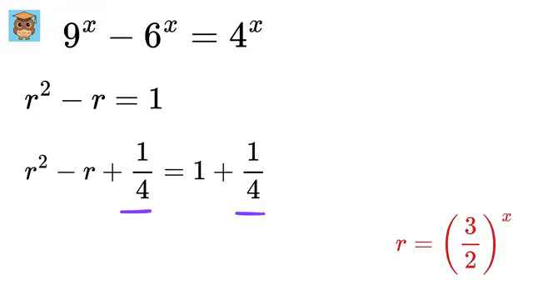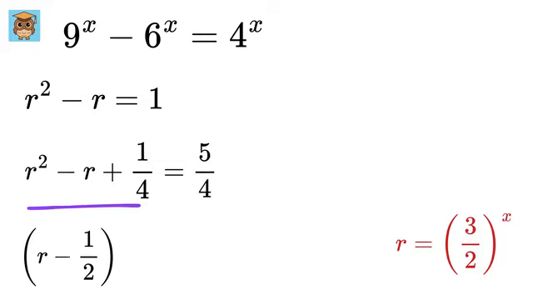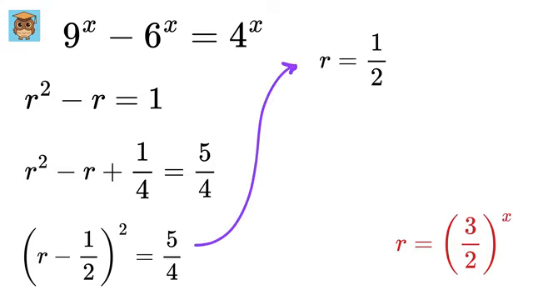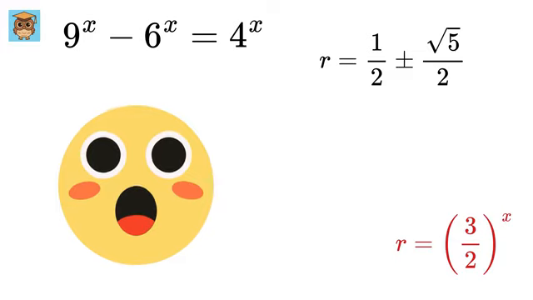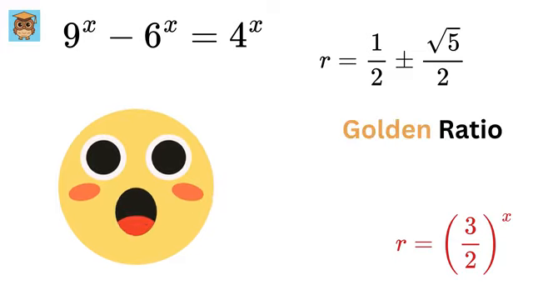Now add 1 by 4 on both sides to get this equals 1 plus 1 by 4, or 5 by 4. This is the same as r minus half whole square equals 5 by 4. So r equals half plus minus root 5 over 2. Oh, what a coincidence! It turned out to be the golden ratio.